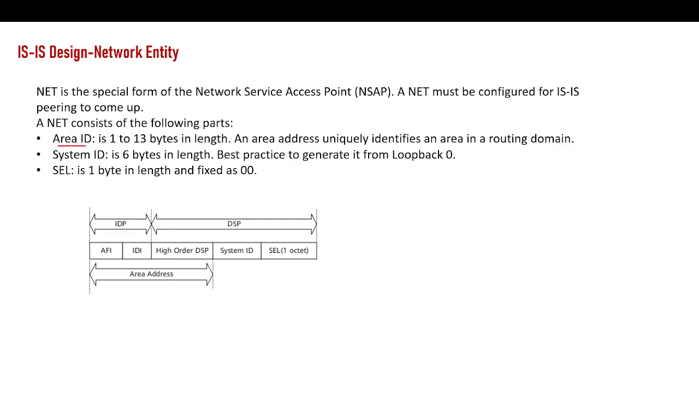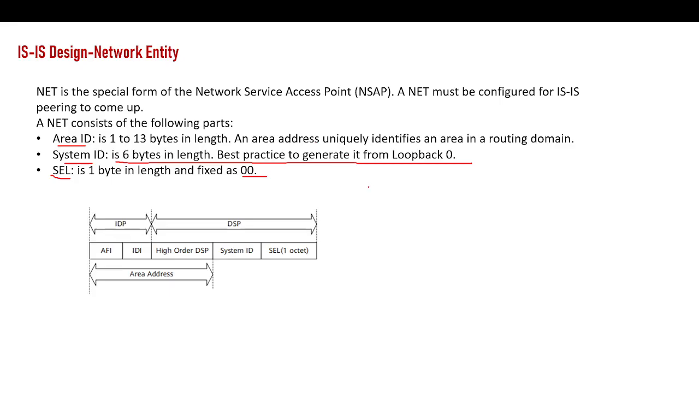And these are the components. We have the area ID and the system ID. The system ID we normally generate from the loopback IP. And then we have the selector. This one, of course, is always set to 0. It has a separate use in the OSI model, but for the ISIS protocol, it will always be 00. So many times we generate it from the loopback IP.